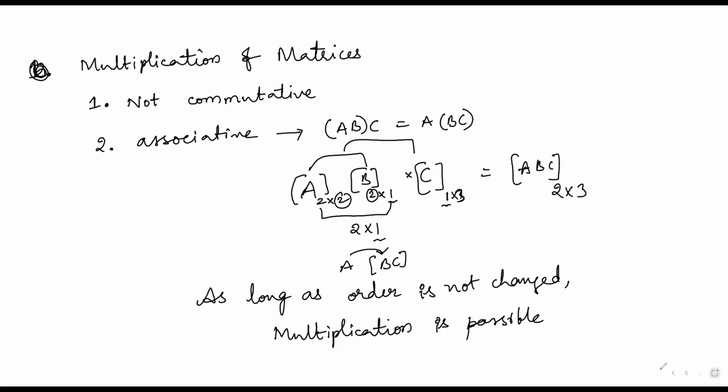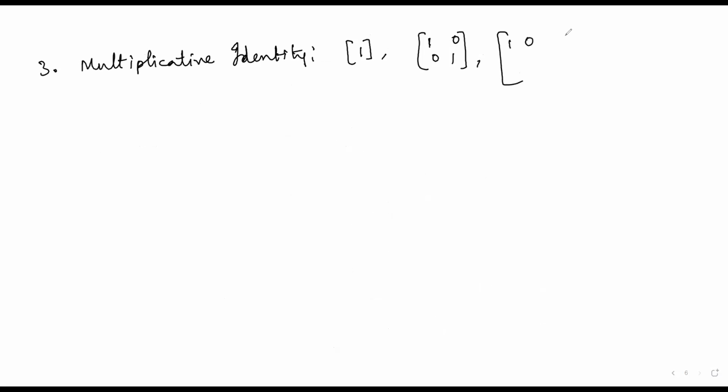So that is associative. Then next you know identity, multiplicative identity. The first order identity matrix is this. Second order identity is 1 0 0 1. Third order identity is 1 0 0 0 1 0 0 0 1. This is third order. We write this as I1, this as I2, and this as I3, the identity matrix of order 3.